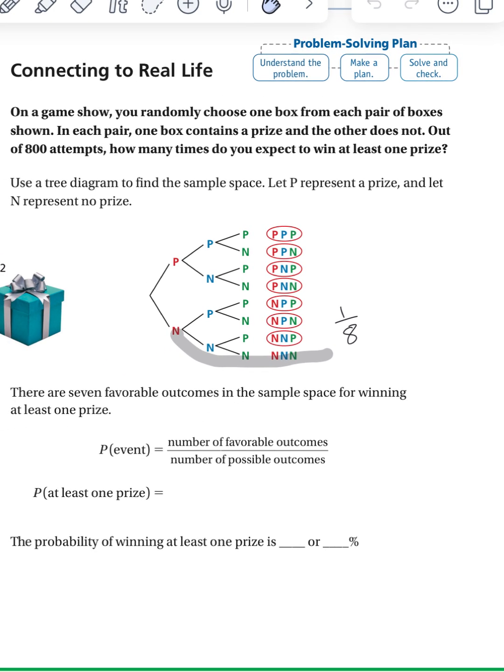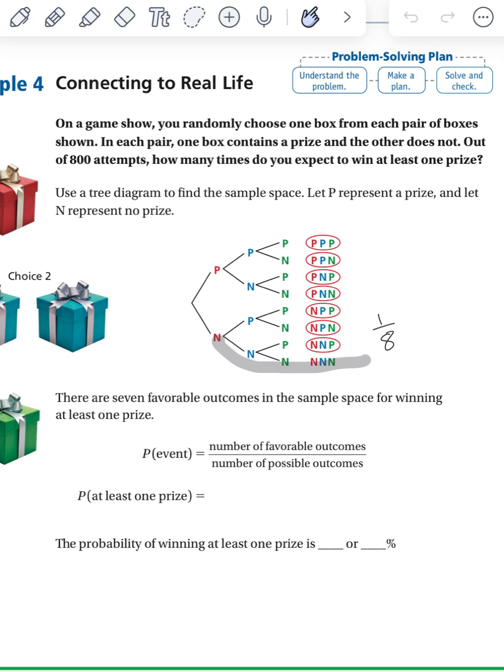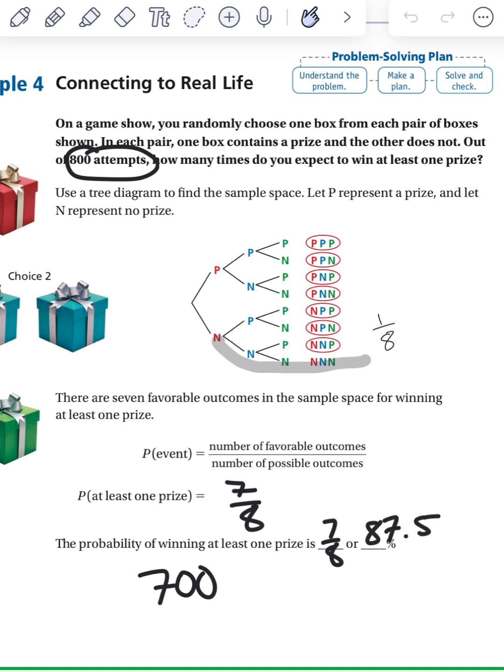Now remember our formula for predictions that we learned in our last notes. The prediction is the probability times the total. So to predict how many do have a prize, I'm going to take 7/8 and I'm going to multiply by 800. So that's going to be 700 times, but again, that probability was just 7/8, which is 87.5%. All right.